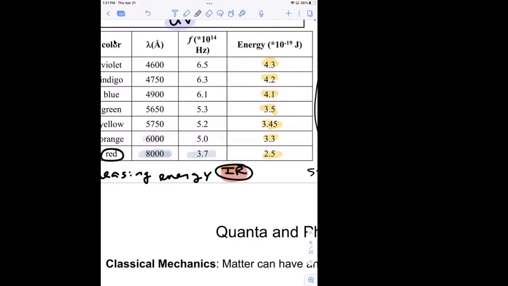For orange light, you can see the wavelength shortens quite a bit from 8,000 to 6,000 angstroms. And then by the same token, the frequency goes up to 5 times 10 to the 14th hertz. For yellow light, you see the wavelength shortens even more to 5750, and then the frequency goes up to 5.2 times 10 to the 14th hertz. And then the energy also goes up, right? You can see that as well.